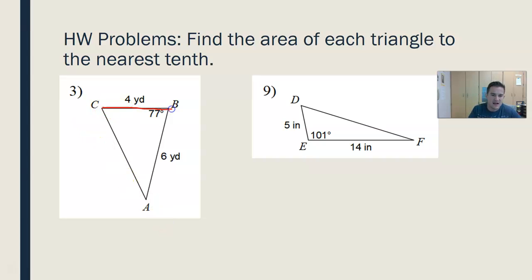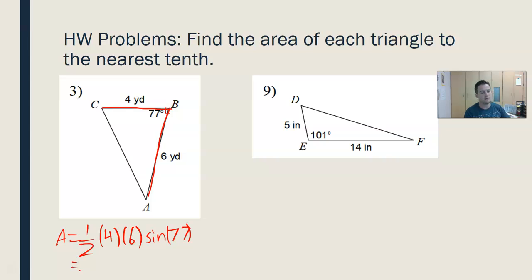So I know a side, an included angle, and another side, so I'm going to use the area formula as follows. Area is equal to 1/2 times the product of those two sides multiplied by the sine of the included angle, sine of 77. So 0.5 times 4 times 6 times the sine of 77 is 11.69 yards squared. It's given to me in yards. Area is a squared unit, so the area of that triangle is 11.69 yards squared. That was question number 3 on your homework.